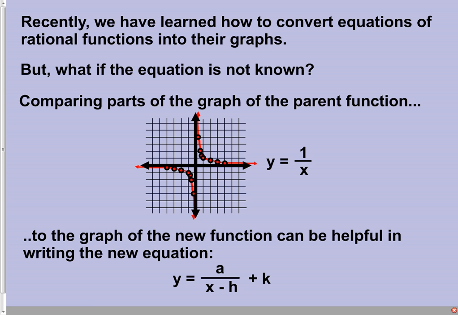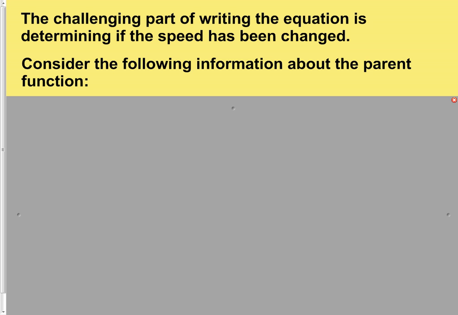Now, as we've already said, the challenging part of determining what is going on with these hyperbolas is the speed. The speed is the hardest thing to determine. There's really only a limited amount of information that's going on with these graphs. We can move the center point around. That is easy enough to recognize.